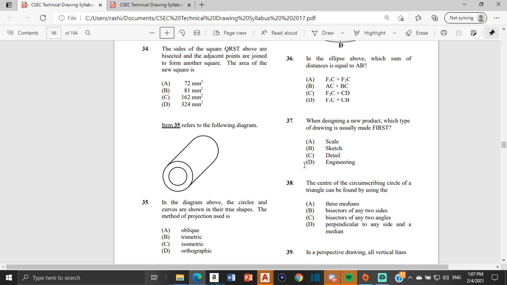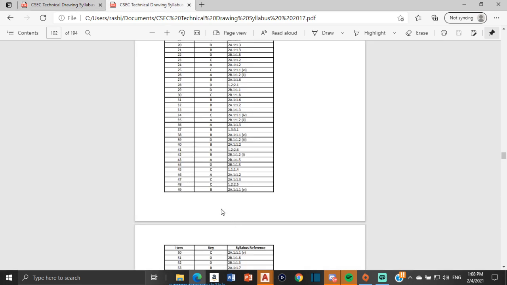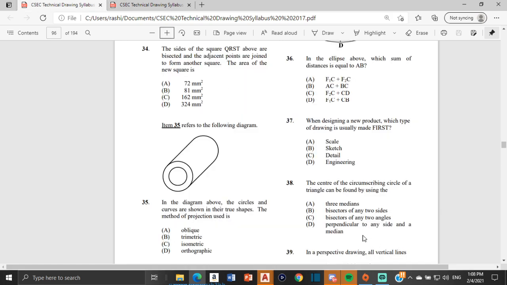Number 38. The center of the circumscribing circle of a triangle can be found by using, and the answer is the bisector of any two sides. Let me see, number 38 is indeed B, bisector of any two sides. If you have a triangle and you bisect any two sides, then you can get a circumscribing circle. So let me show you what that means exactly.